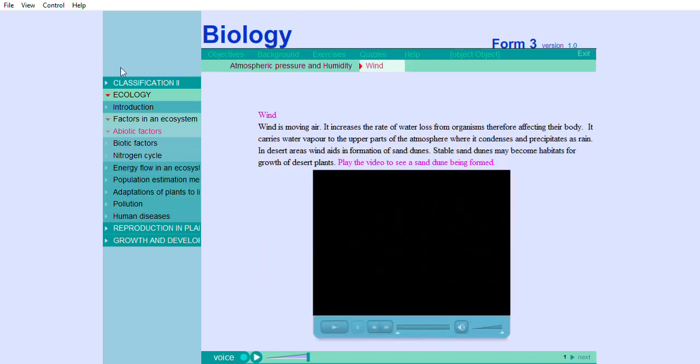Wind. Wind is moving air. It increases the rate of water loss from organisms, therefore affecting their body. It carries water vapor to the upper parts of the atmosphere, where it condenses and precipitates as rain. In desert areas, wind aids in formation of sand dunes. Stable sand dunes may become habitats for growth of desert plants. Play the video to see a sand dune being formed by strong desert winds.